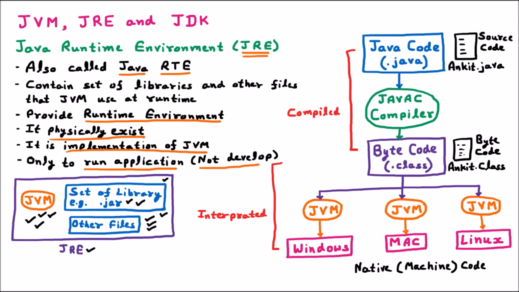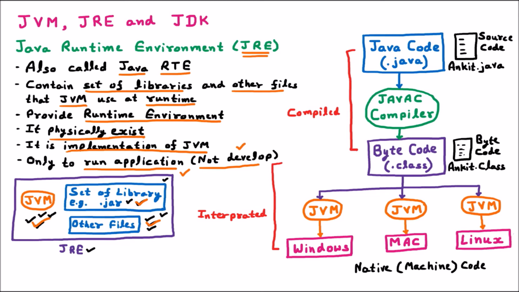Because JRE provides a set of libraries, like archive files, .jar files and other files, with the help of which JVM can work. So it is the real implementation of JVM. So JRE contains the set of libraries and other files so that the JVM can work at runtime. But they are used only for running the code. They are not for developing the code.